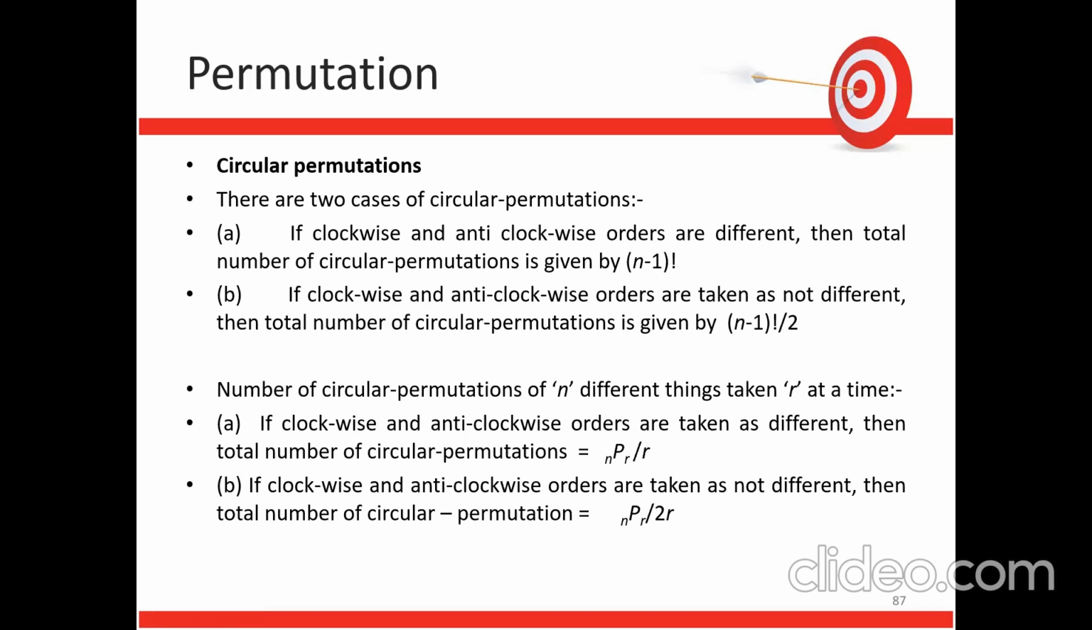Clockwise and anti-clockwise parehas. So, the number of circular permutations of n different things taken r at a time. A, if clockwise and anti-clockwise are taken as different, then the total number of circular permutations is nPr over r. B, if clockwise and anti-clockwise order are taken as not different, then the total number of circular permutations is nPr over 2r. Okay. r at a time, kung duwa-duwa, tulo-tulo ito, all, lahat to.